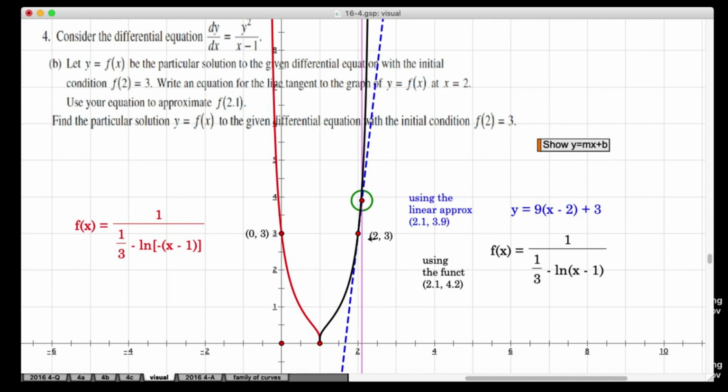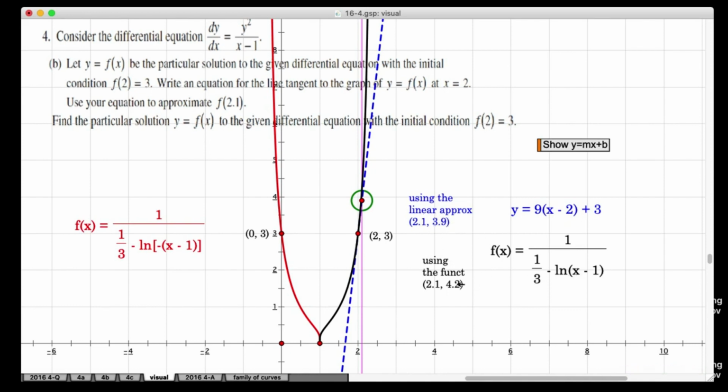So whether I plug 2.1 into the function, and I get some ugly arithmetic, which I had trouble with, or I plug 2.1 into the tangent line. So you see what happens when I plug the 2.1 into the tangent line. It's a very easy operation. 2.1 minus 2 is 0.1. 9 times 0.1 is 0.9. Add 3, 3.9. So here's the approximation, it was 3.9.